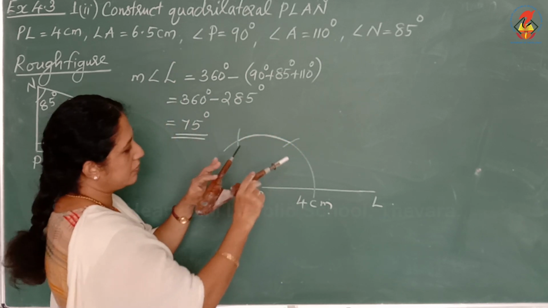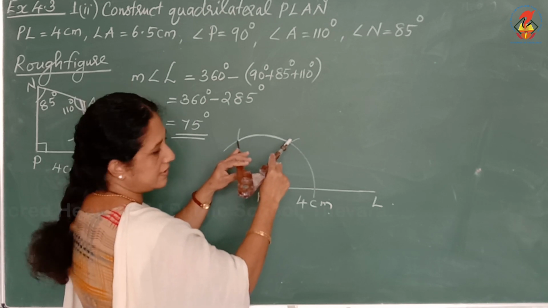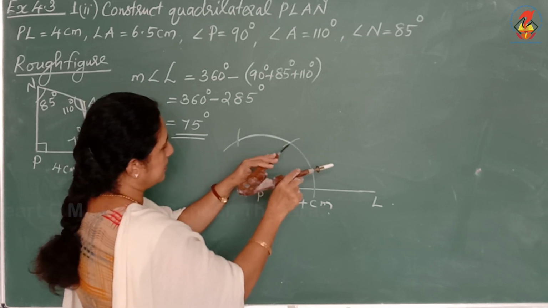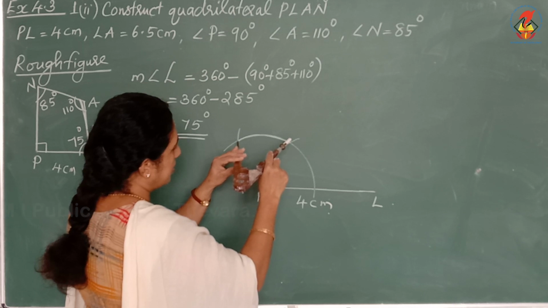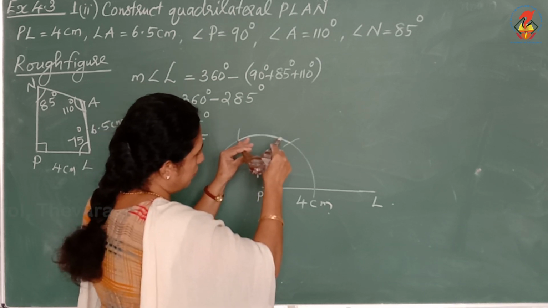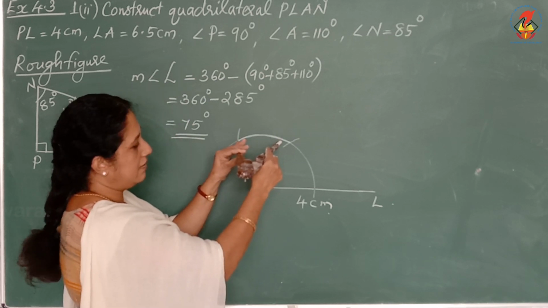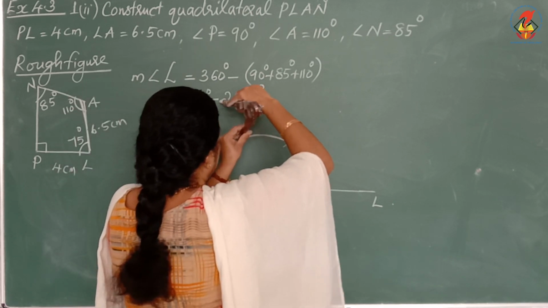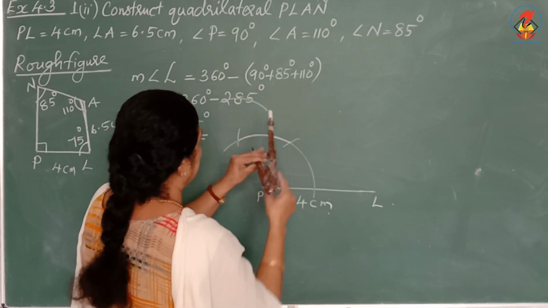So we want to find the angle bisector of this angle. That means you have to bisect this one. So how can we do it? Take more than half of this measure, more than half. You have to draw the arcs.